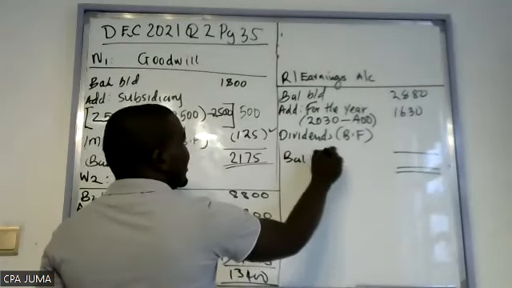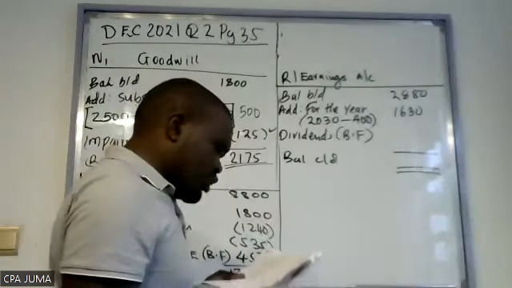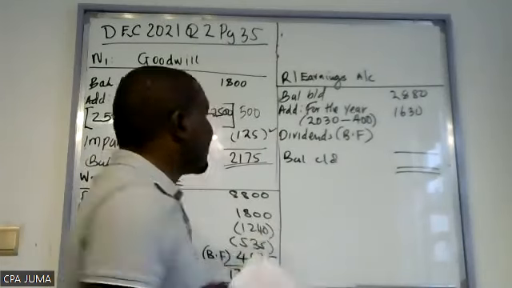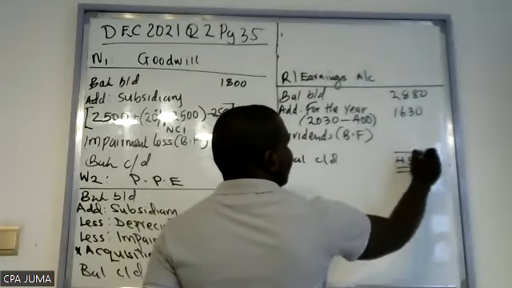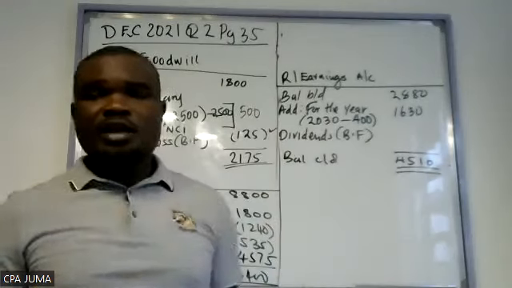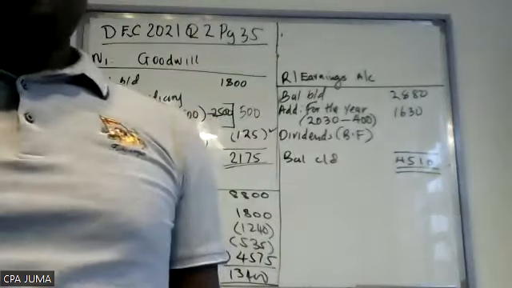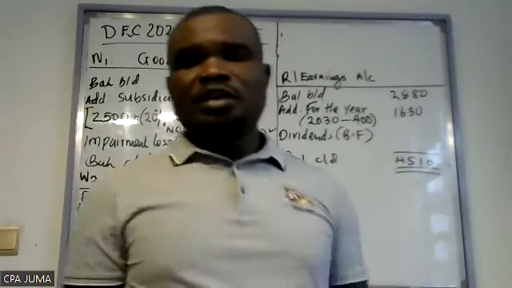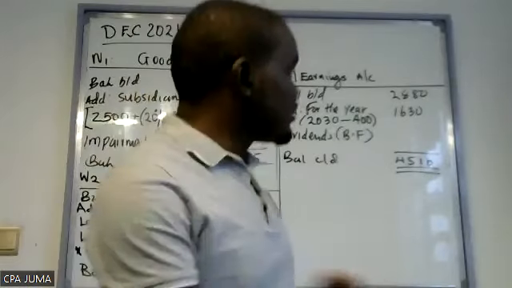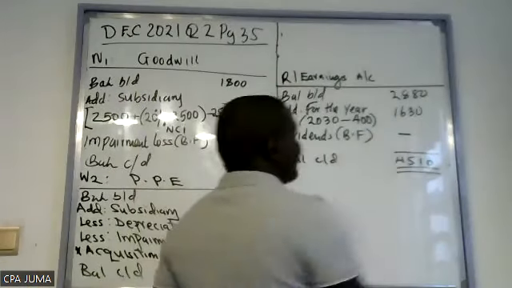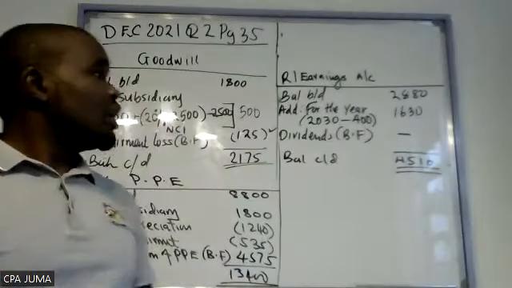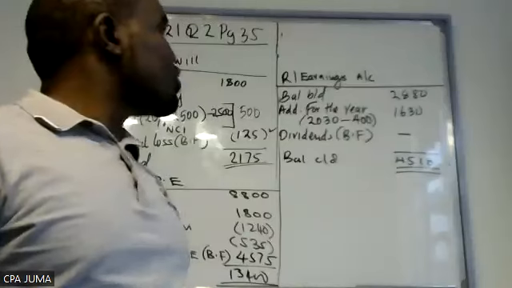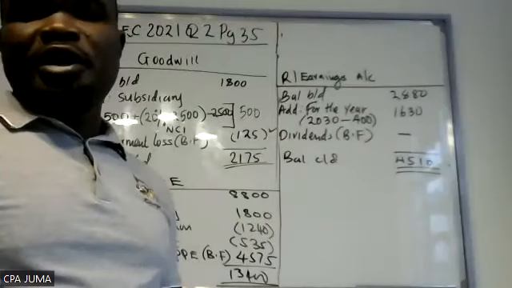The balance carried down of retained earnings, we have been given by the examiner to be 4510. So how much was paid as dividends? The balancing figure becomes the dividends. Zero. But it's also good to know the workings. So there were no dividends paid to the holding company.